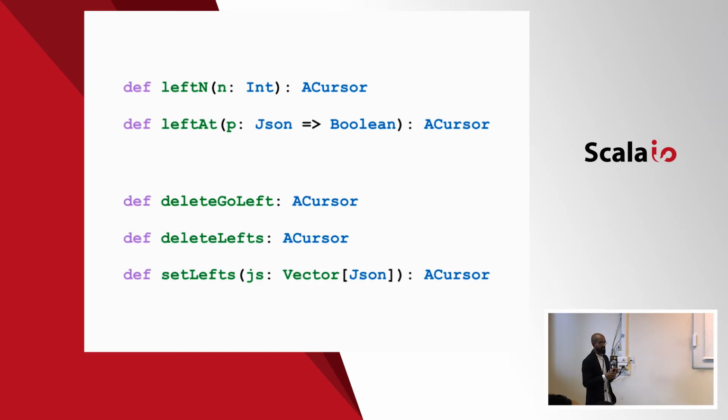From those basic traversals, you can derive ones like left n, which means if your current focus is an element in an array, you can move left n places, or right n is the same thing, or you can move left until this predicate evaluates to true. Delete, go left. Remember when we implemented delete, we picked an ad hoc way of choosing which element would take the new focus. Circe gives you more control over which element is taking the new focus. When you delete an element, you can say delete go left, or delete go right, delete go up. Delete lefts, same thing. Set lefts, where you just change all the elements to the left of where you currently are. So those are traversal and mutation operations for arrays.